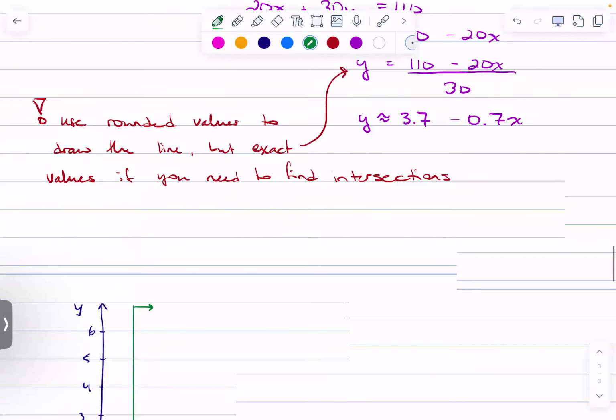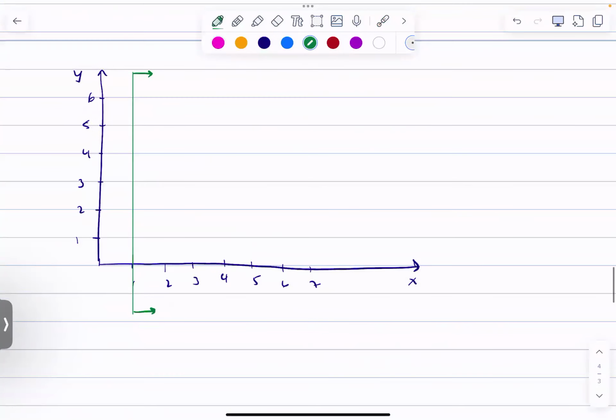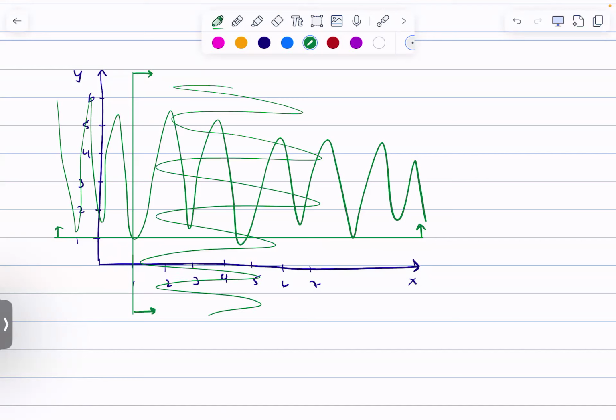And we do the same thing now for Mary. She has to work at least 1 hour. And same idea, we have to be above this line. In terms of overlap, you're looking at these, and sometimes I'm going to erase this later because I think it's too hard to read, but you have to figure out where they all overlap.